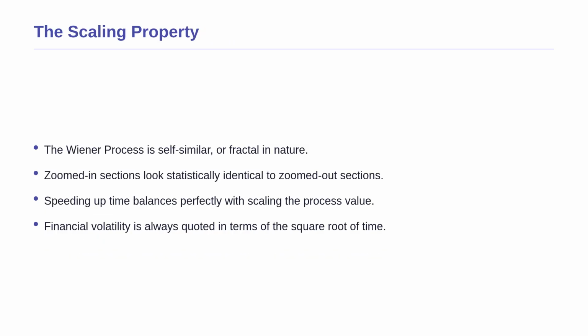This linear growth of variance leads us to a fascinating geometric feature known as the scaling property. The Wiener process is fractal in nature. If you take a graph of it, zoom in on a small section, and stretch the axes, the jagged line looks statistically identical to the original zoomed out line. You cannot tell what time scale you are looking at just by its shape. Because variance grows linearly with time, the standard deviation grows with the square root of time, which is exactly why financial volatility is always quoted in terms of the square root of time.